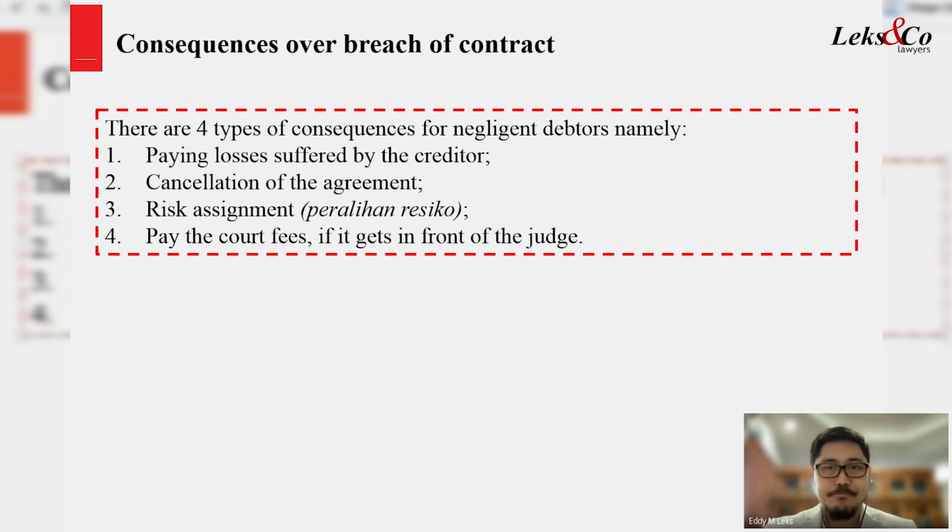And that's why if you are breaching a contract, you have to pay losses. Well, it's not everything. The second thing is cancellation of the agreement. We will look under Article 1266 and 1267 that there is a time when the agreement will be cancelled, or requested to be cancelled also, other than requesting only to pay losses.